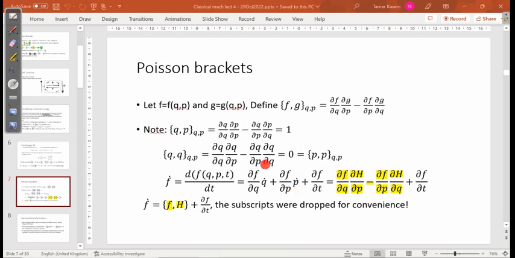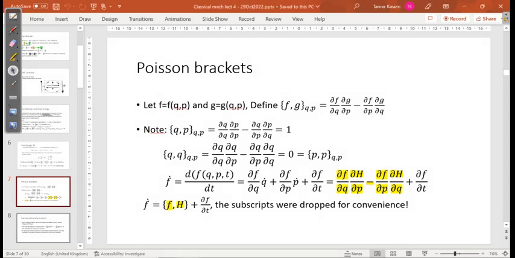For the first two terms, remember Hamilton's equations: q dot was equal to partial h by partial p, and p dot was negative partial h by partial q. So this is the Poisson bracket of f with h. This is a very elegant result. It tells you that for any quantity, the full derivative is equal to the Poisson bracket of this quantity with the Hamiltonian, plus partial f by partial t.